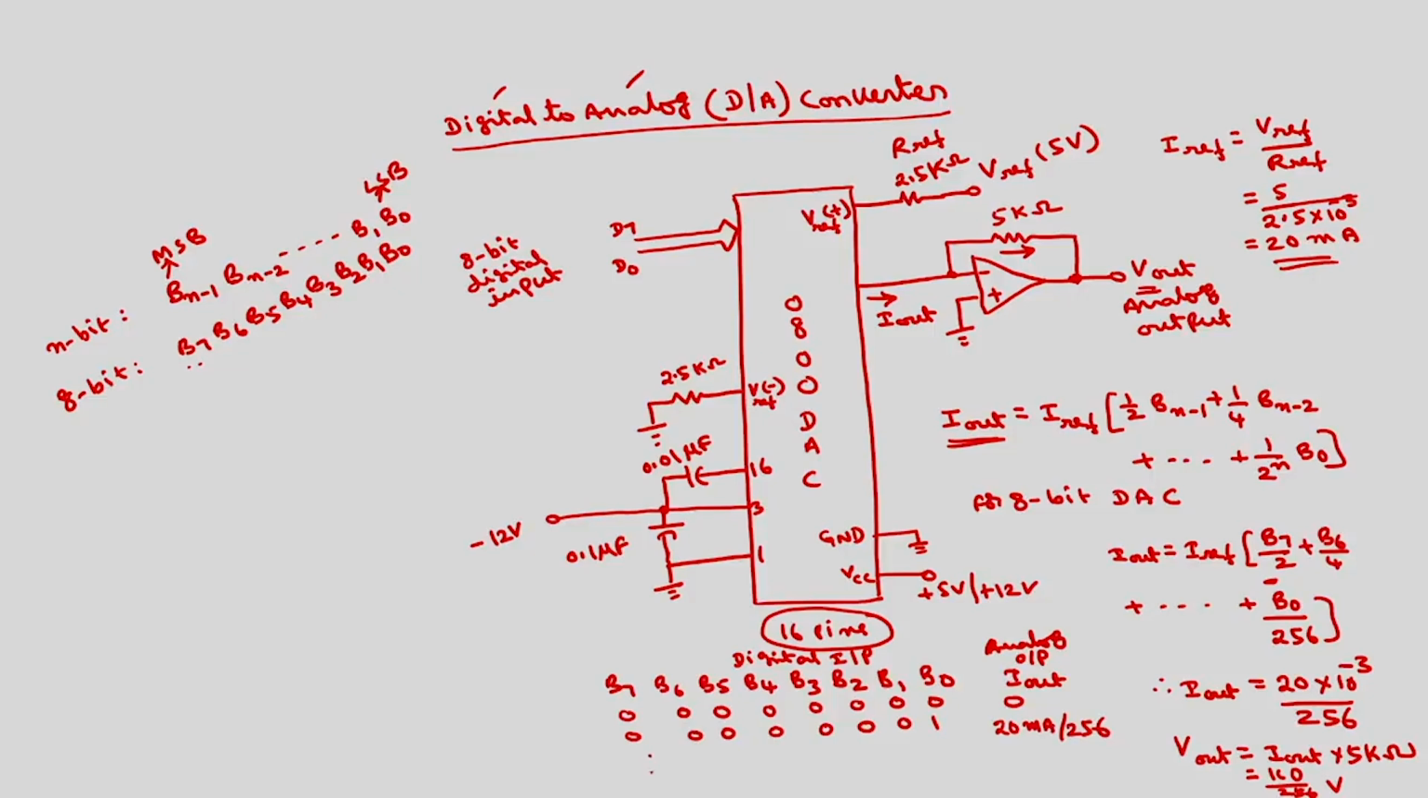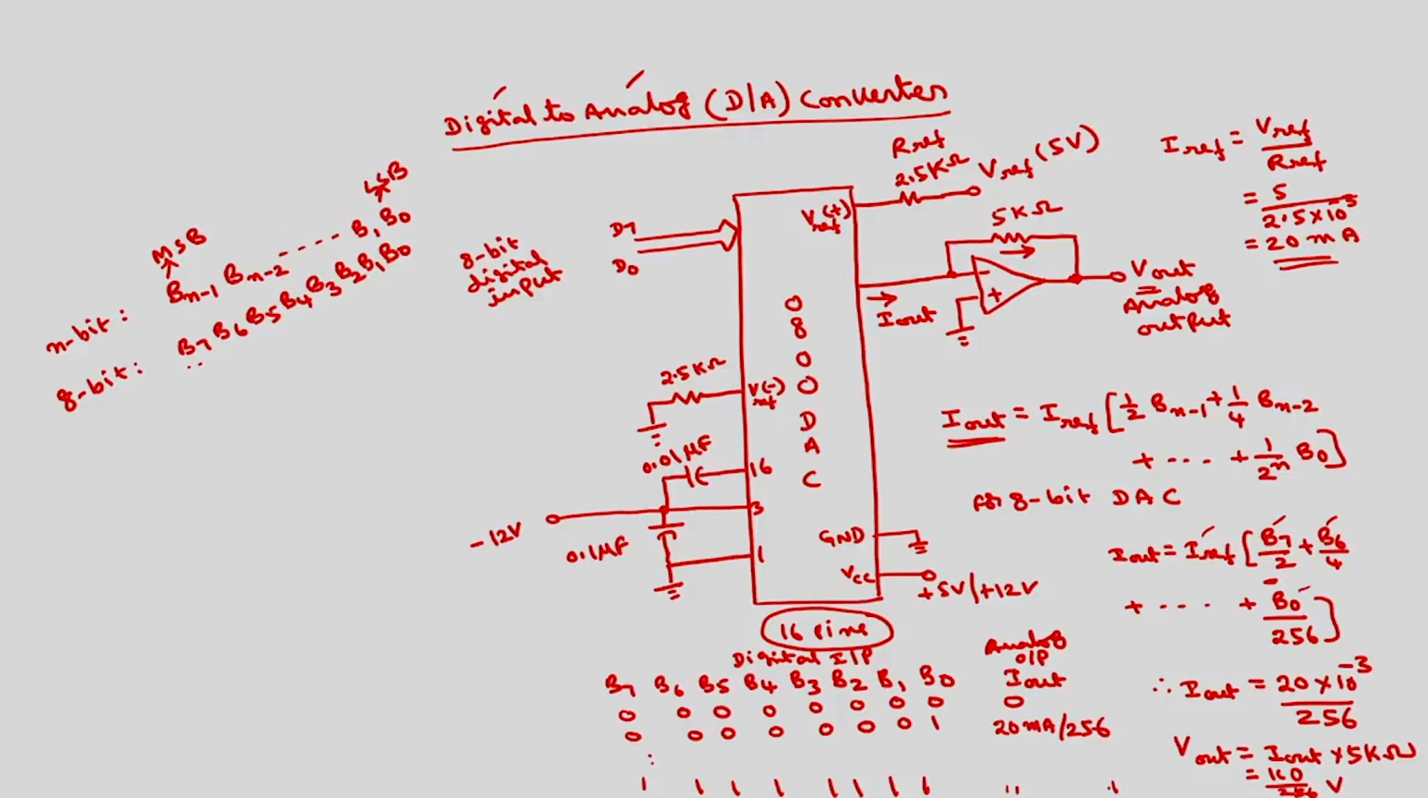Like that, if this is all ones, then you have to substitute here, and I reference is 20 milliamps. If I substitute, you will get the corresponding current as well as corresponding voltage. This is how we can convert the digital values into corresponding analog.